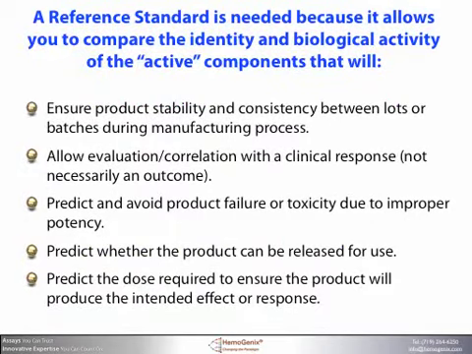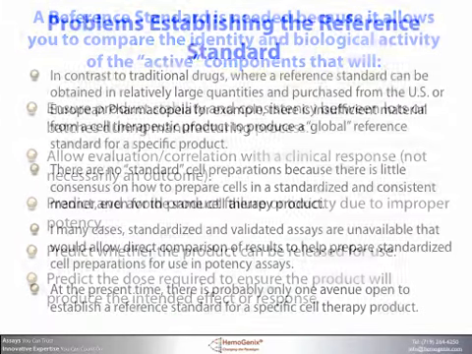A reference standard is needed because it allows you to compare the identity and biological activity of the active components that will ensure product stability and consistency between lots or batches during the manufacturing process. It allows evaluation and/or correlation with a clinical response. It can help predict and avoid product failure or toxicity due to improper potency. It helps predict whether the product can be released for use. And finally, it helps predict the dose required to ensure the product will produce the intended effect or response.